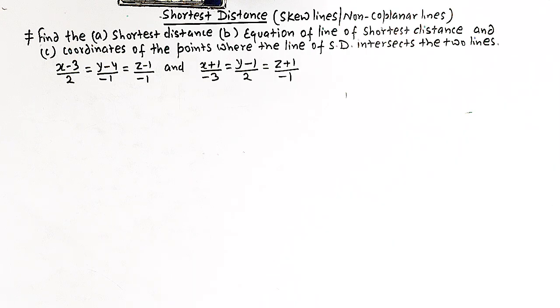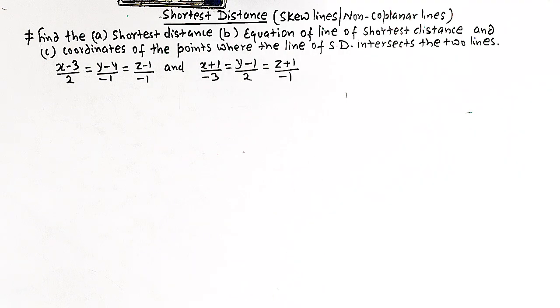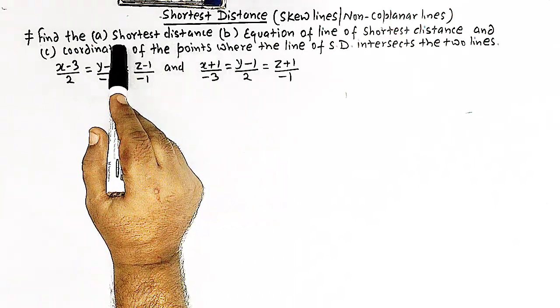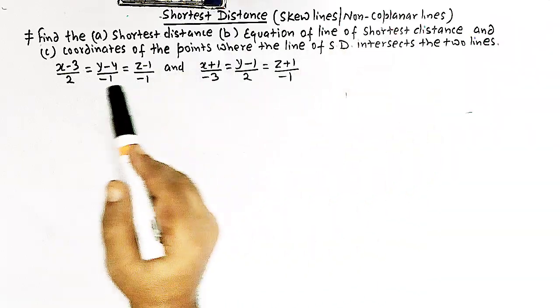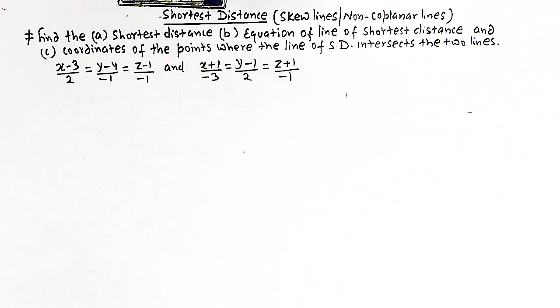Although we have solved some problems related to the shortest distance between two skew lines in our earlier videos, here we are going to solve this problem. We can find these three things: the shortest distance, the equation of the line of shortest distance, and the coordinates of the points where the line of shortest distance meets the two lines. Here we'll make use of the Cartesian method. So let us start.